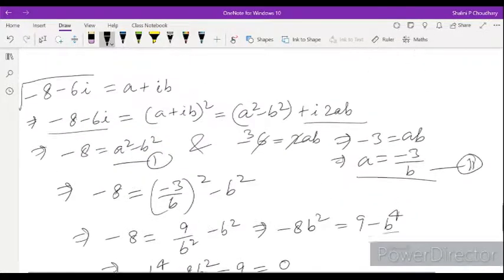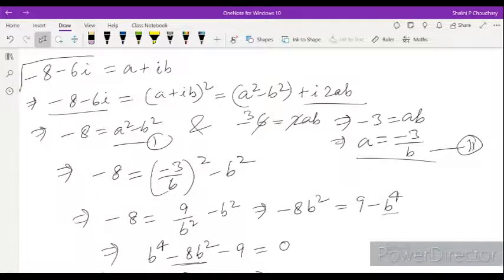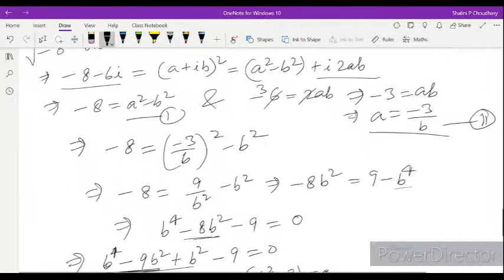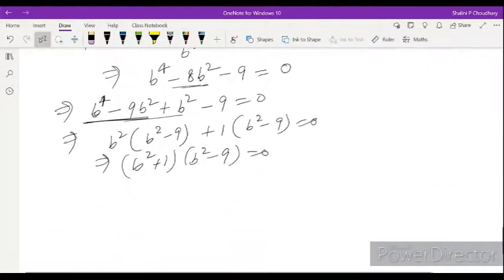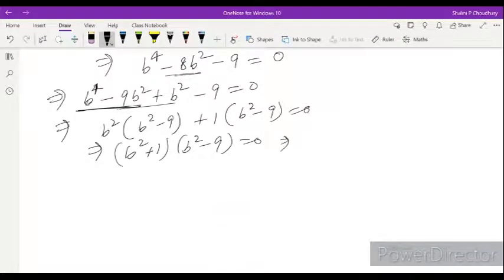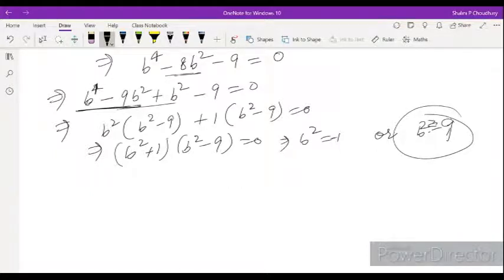But see, a and b both values should be real numbers. Because i is with the imaginary part, but a and b are all real numbers. So there will be two values: b square equals -1 or b square equals 9. We'll not take b square equals -1, because the square root of -1 will be an imaginary number, so we have to take the other value. It means b square will be equal to 9, then b will be equal to plus minus 3.